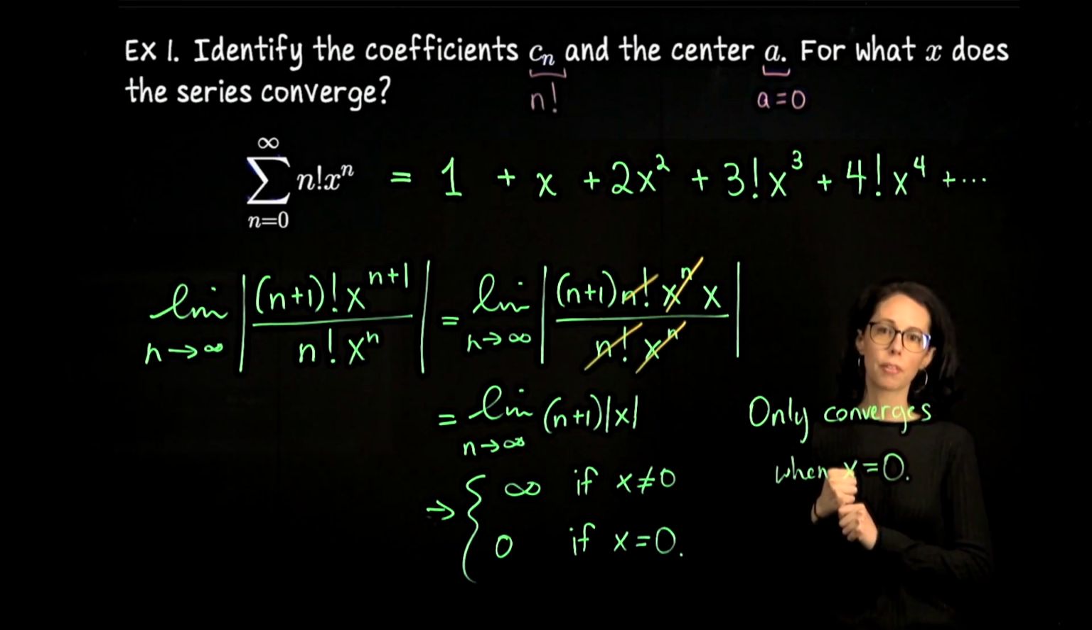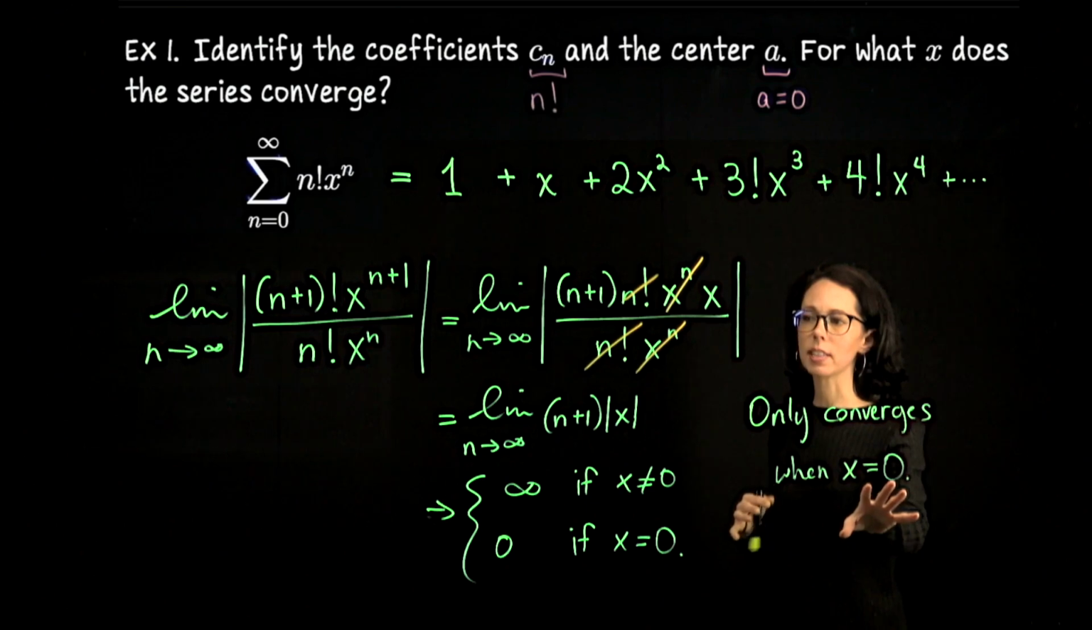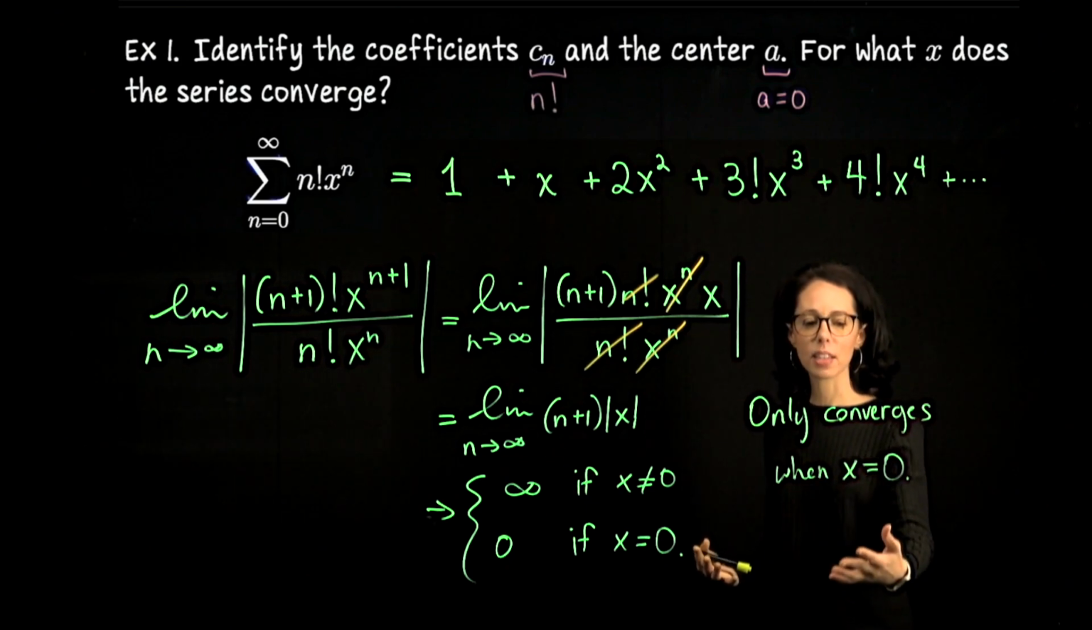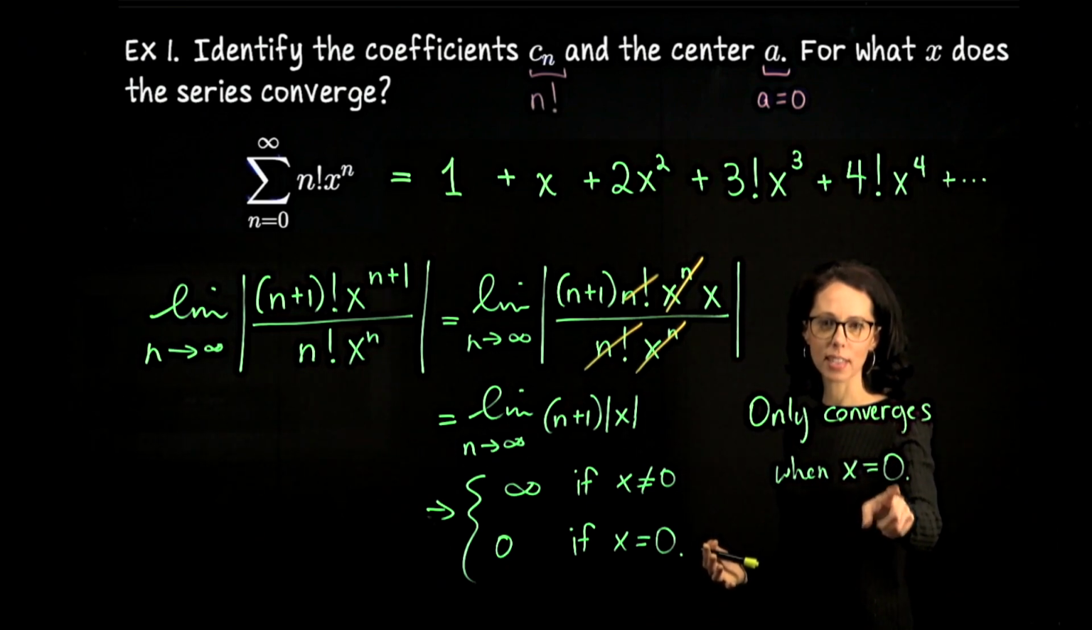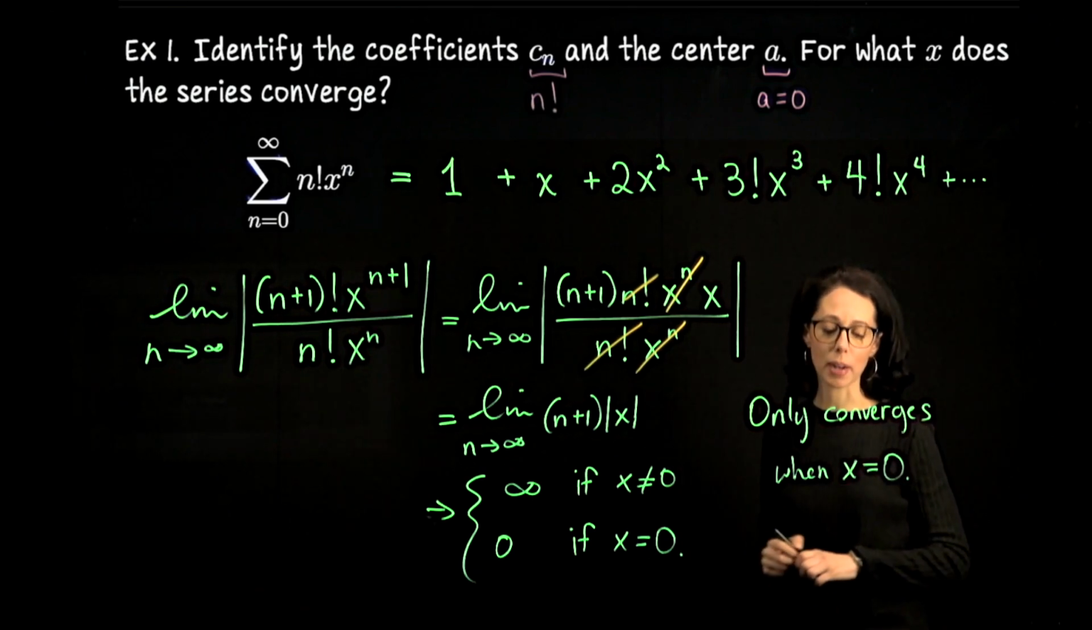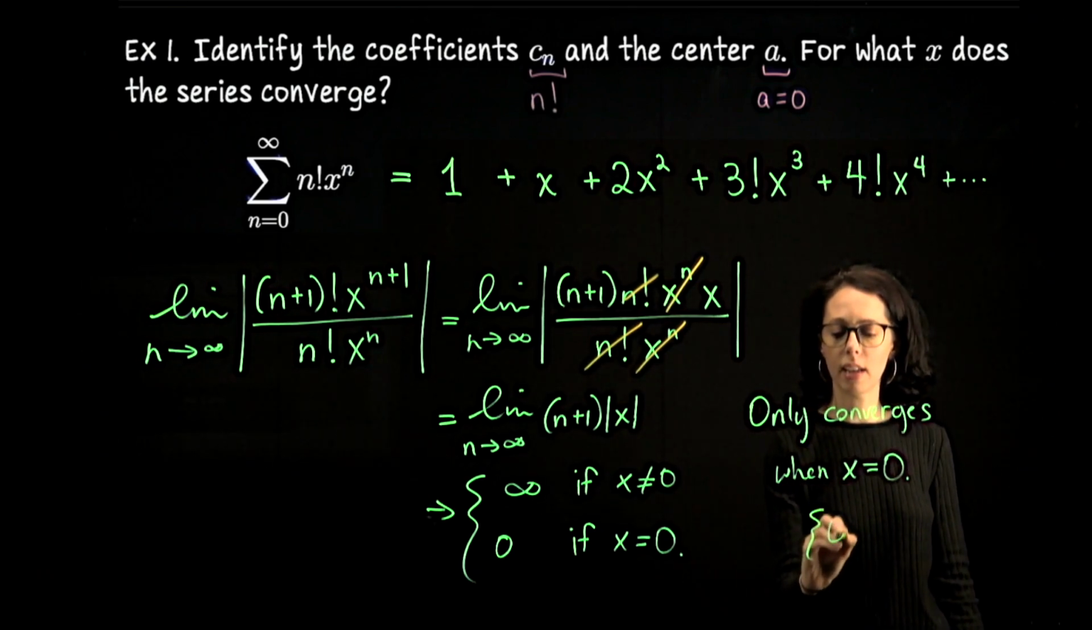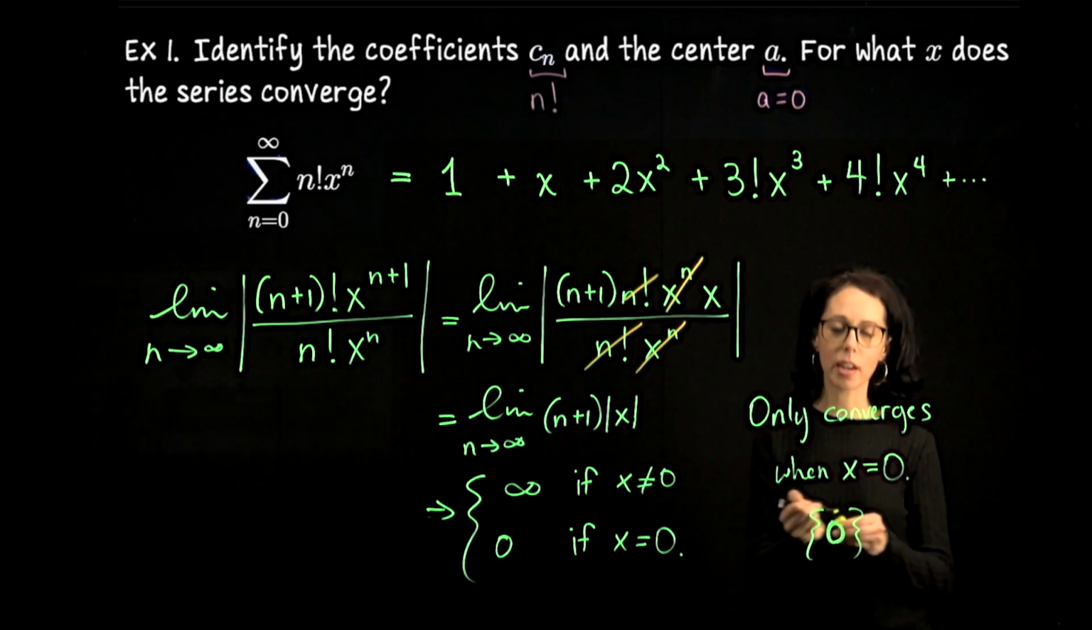Sometimes you are asked to provide the domain of convergence as an interval. In this situation, we are only converging at a single point. So perhaps the most natural way to express that as an interval is to just give it as a single element set consisting of one number, just the number 0.